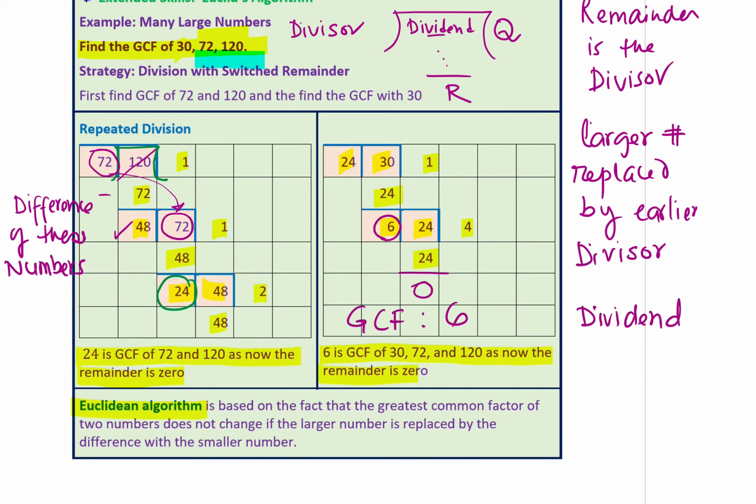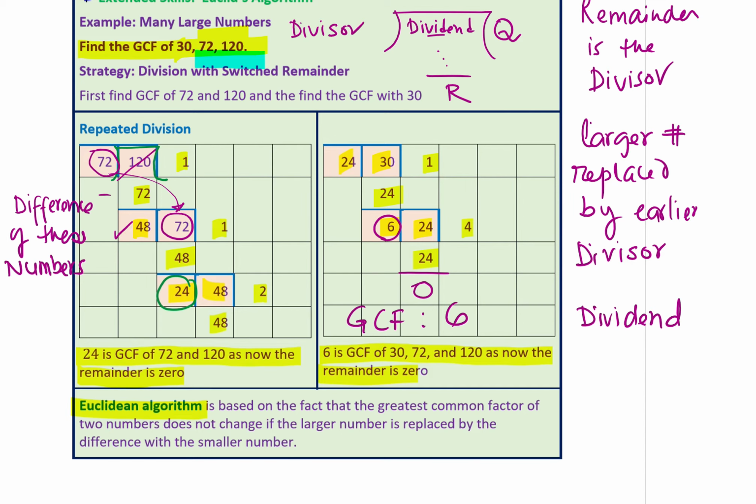The Euclidean algorithm is based on the fact that the greatest common factor of two numbers does not change if the larger number is replaced by the difference with the smaller number, right? So that is how it is done. Okay, so I'd like you to take some time and do this division and figure it out, correct? So the idea here is you can take the two numbers, like 144, and divide this by 108, right?